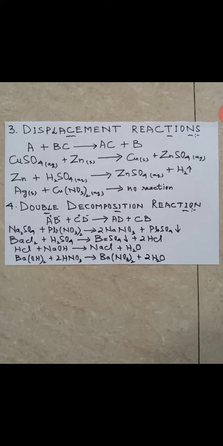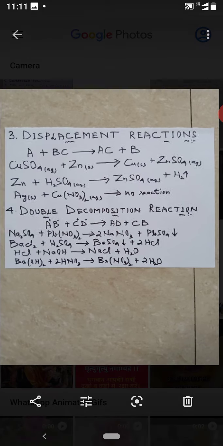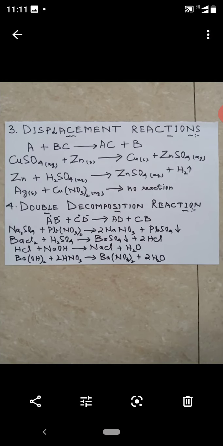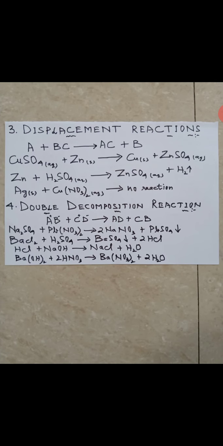You can see I have given a plus sign over A, a minus sign over B, a plus sign over C and a minus sign over D. A reacts with D, and C reacts with B. Got it? That is, it forms AD plus CB. The ions are interchanged. See very clearly, A plus B minus, C plus D minus. These are the two compounds I have taken, which react.